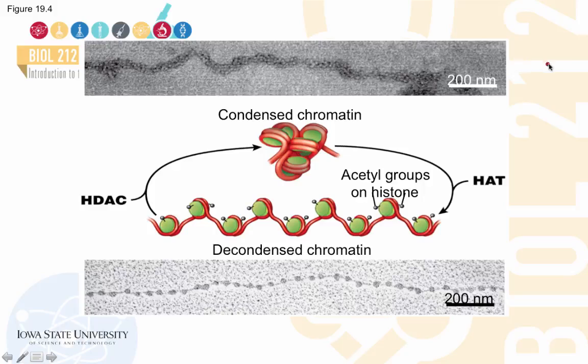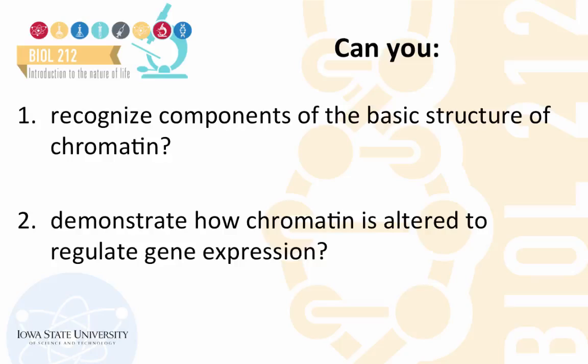As we can see in this figure, the top panel is a micrograph of condensed chromatin, which can be decondensed by histone acetyl transferases that add acetyl groups on histone proteins within the nucleosome, leading to a more relaxed structure as shown in the bottom panel. This decondensed chromatin can be condensed again by the enzymes histone deacetylases. This concludes our section on chromatin remodeling.